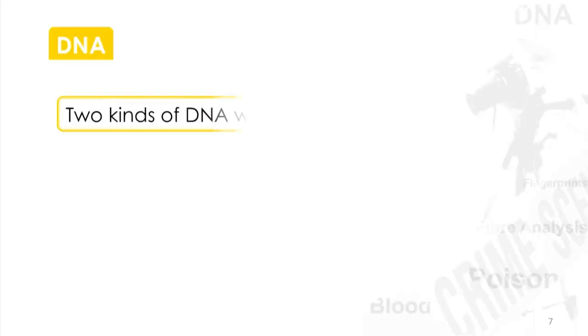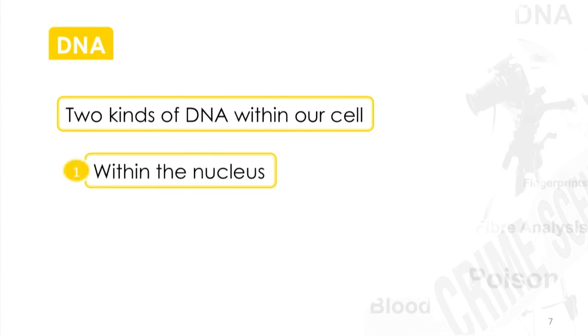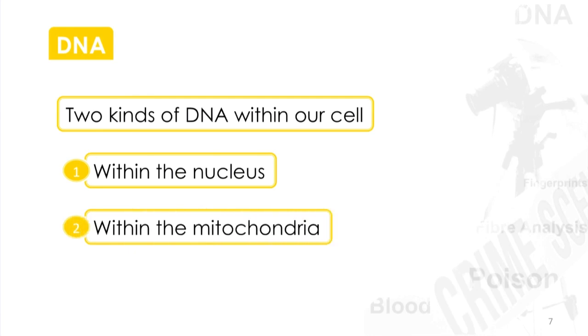So far, we've been talking about the DNA present in the nucleus, and that is the DNA that contains our genetic information. But it turns out there's actually two kinds of DNA within our cell, because not only is there DNA within the nucleus, there is also DNA in what is called the mitochondria. And the mitochondria are present in the cell, and they're part of the energy system. And they contain their own DNA. And it is different to the nuclear DNA.